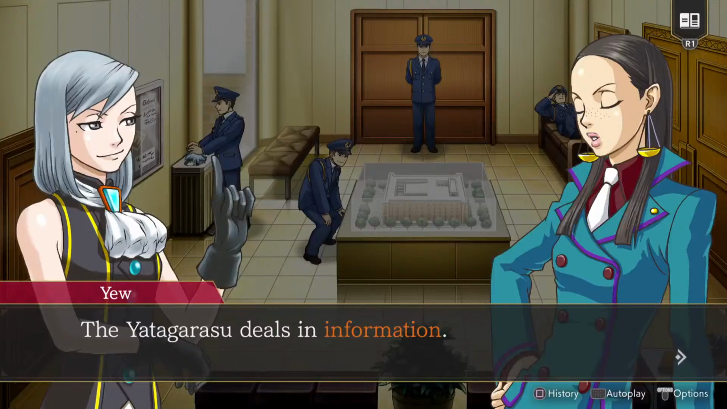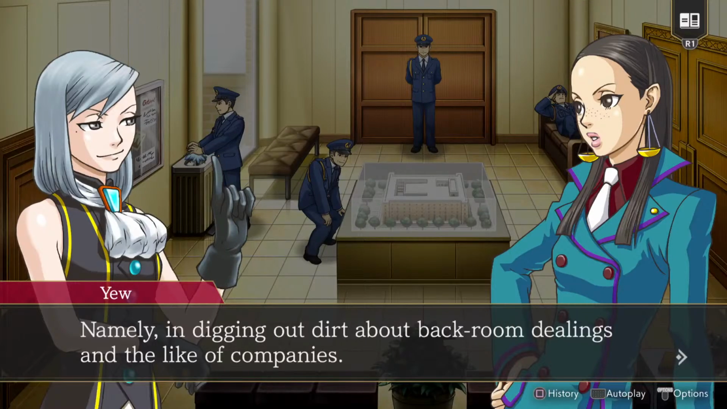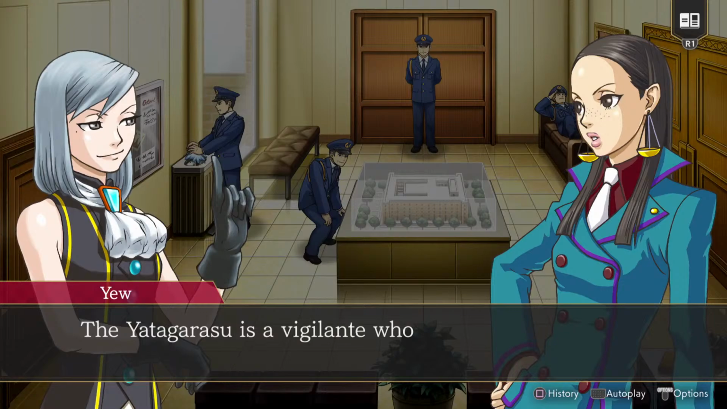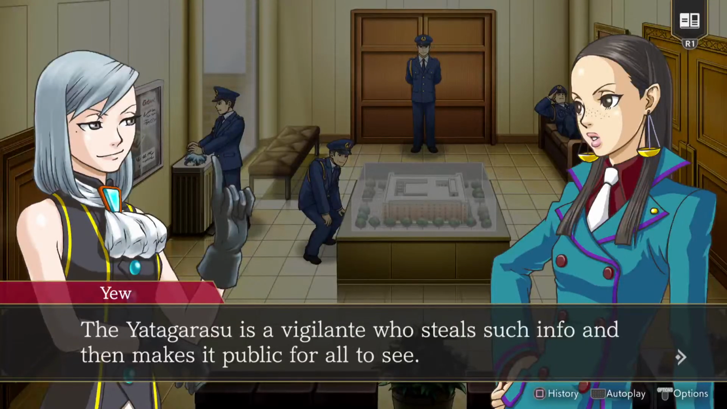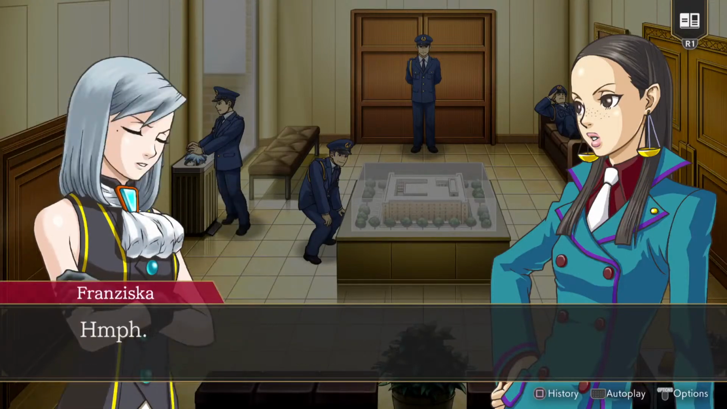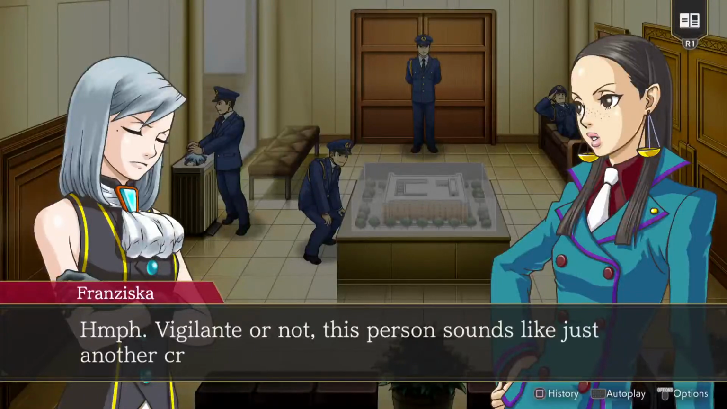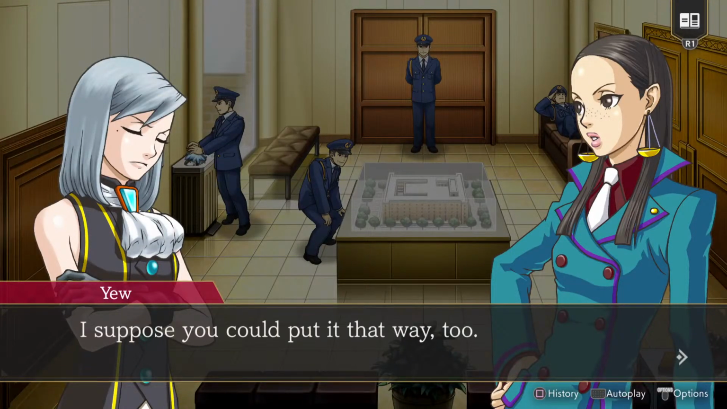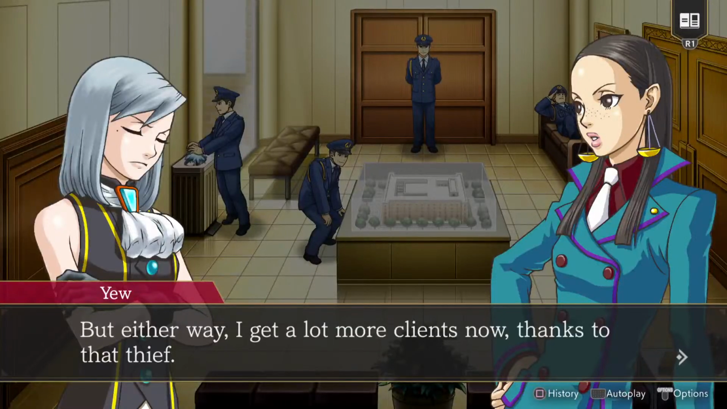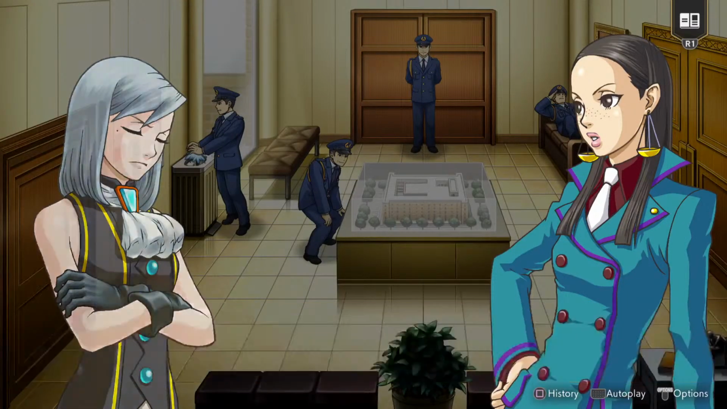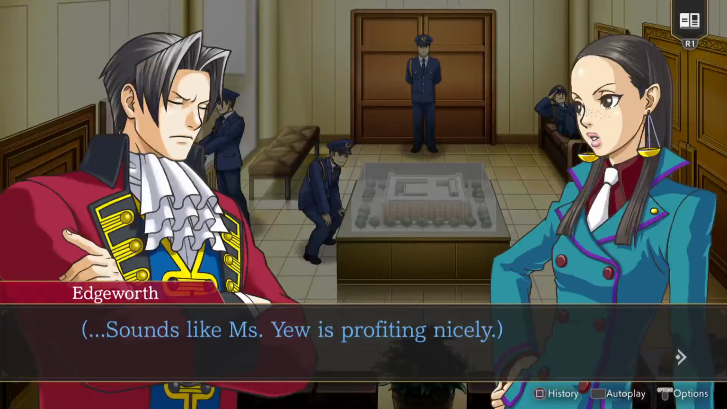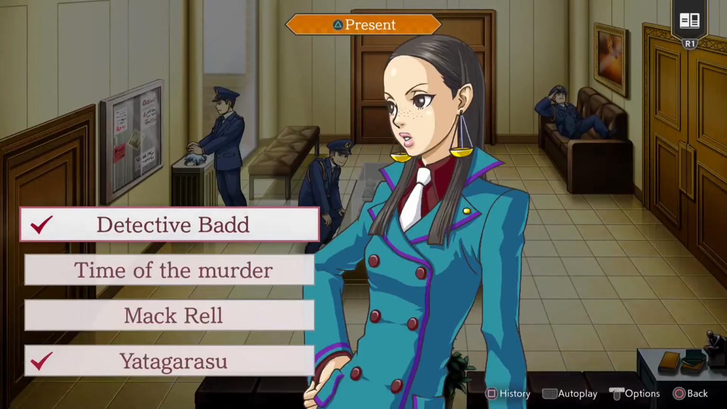The Yatagarasu deals in information. Namely, in digging out dirt about backroom dealings and the like of companies. The Yatagarasu is a vigilante who steals such info and then makes it public for all to see. Vigilante or not, this person sounds like just another criminal to me. I suppose you could put it that way too. But either way, I get a lot more clients now thanks to that thief. Sounds like Miss Yu is profiting nicely.